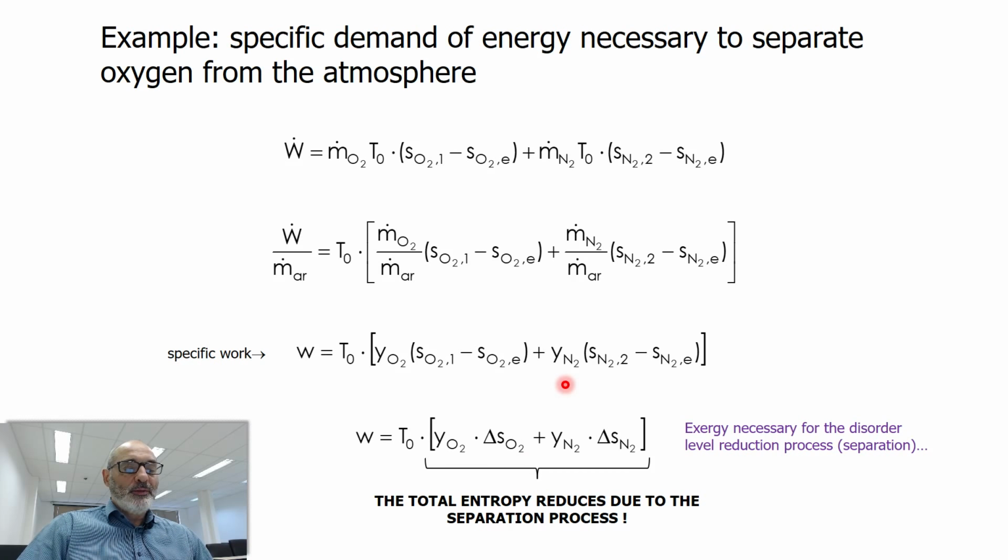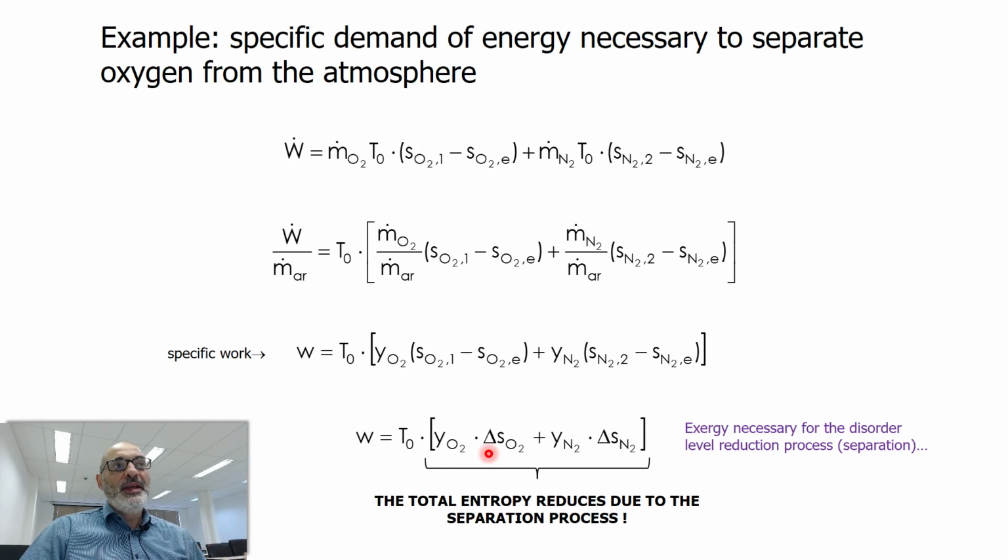So, the final expression that we get is very simple, actually. W, the minimum amount of work. Now we have specific work, okay? Kilojoules by mole or by kilogram. Okay, so this is the minimum amount of specific work is equal to the ambient temperature times the concentrations of O2 and nitrogen times the corresponding entropy variation.